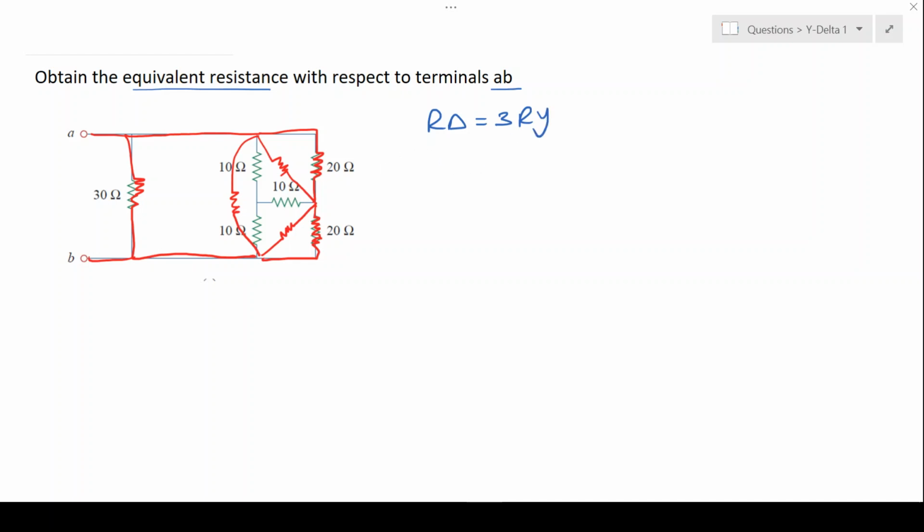Right, so we know that our Y value is actually equal to 10 ohms, so our delta is going to give me 3 times 10, which then gives us 30 ohms. So we know this will be 30, that will be 30, and that will be 30. Then we should be able to see that these two resistors are in parallel, those two resistors are in parallel. So we can then say 30 in parallel with 20, and let's see what that gives us.